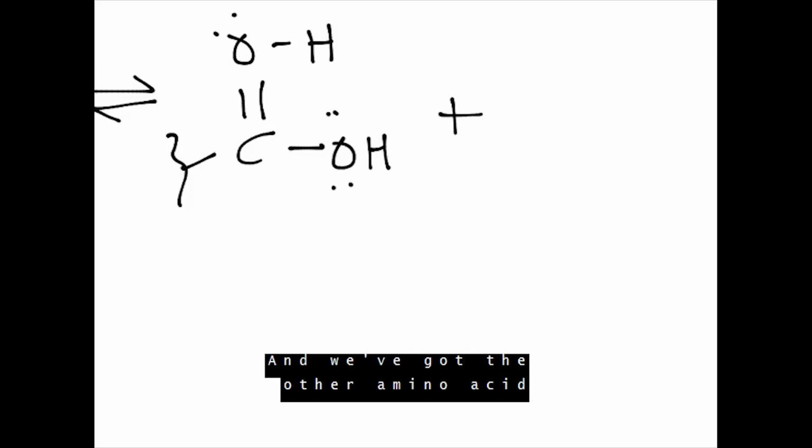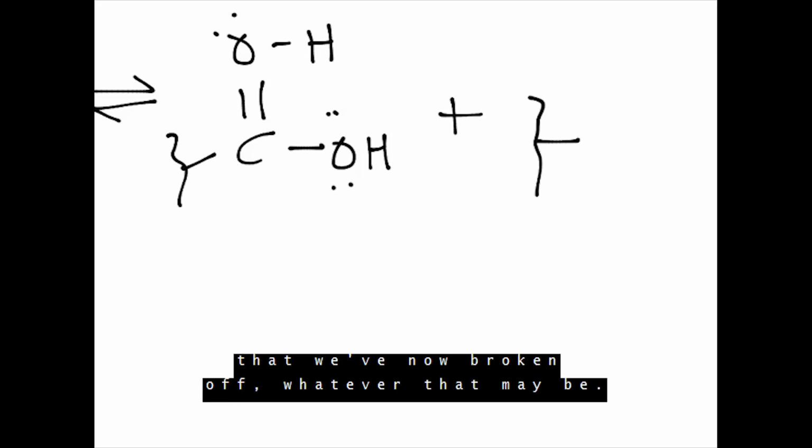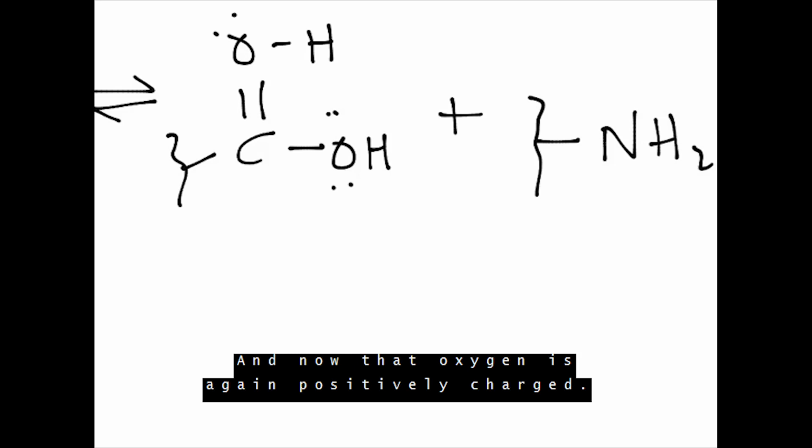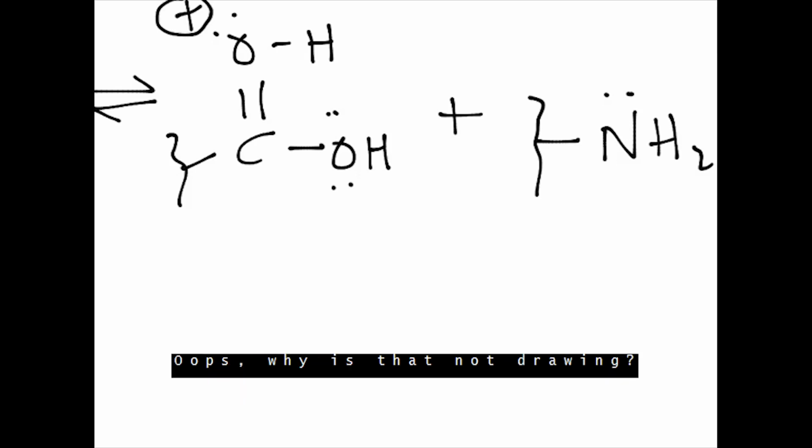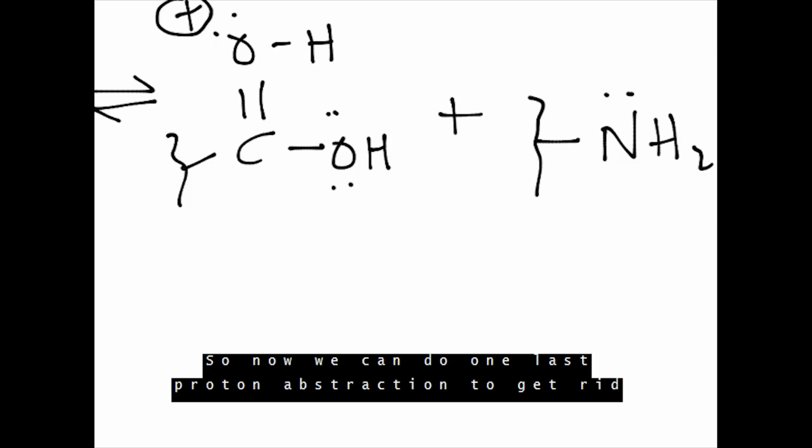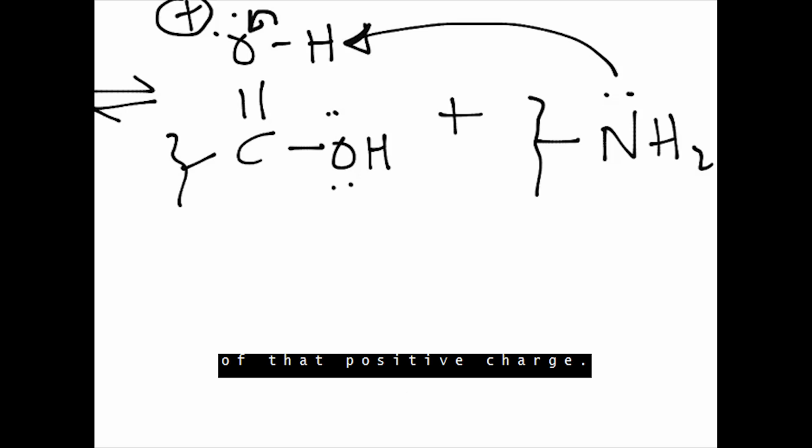And we've got the other amino acid that we've now broken off, whatever that may be. And now that oxygen is again positively charged. Oops, why is that not drawing? So now we can do one last proton abstraction to get rid of that positive charge.